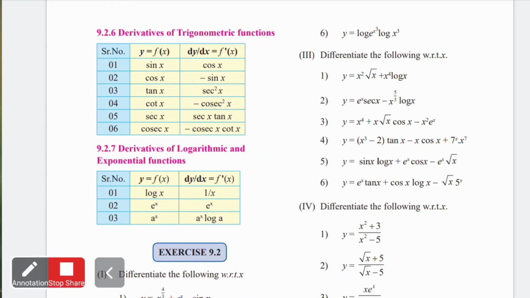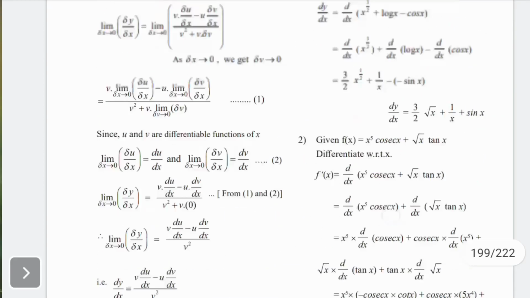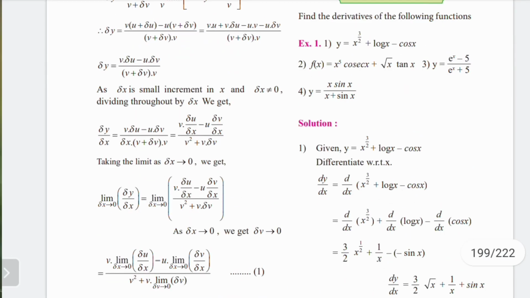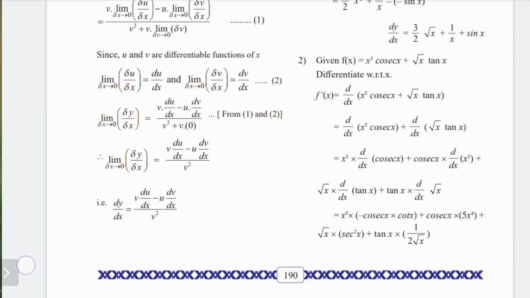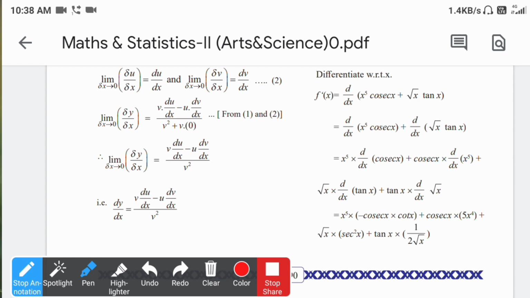In your chart also you will get to know the various important formulas. So try to make separate examples for finding out those simplification formulas. So first we need to find the derivative of cosec x. The derivative of cosec x is nothing but minus cosec x into cot x, plus cosec x as it is here into derivative of x raised to 5, and the derivative of x raised to 5 is nothing but 5 x raised to 4.